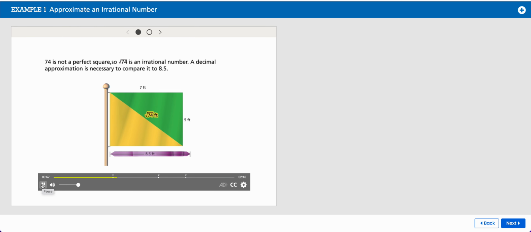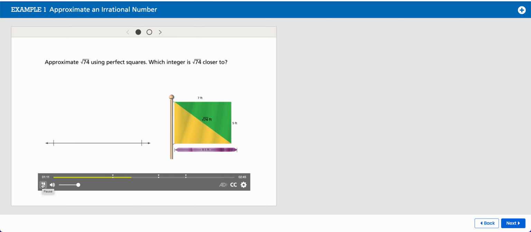74 is not a perfect square. So the square root of 74 is an irrational number. Therefore, you need to use a decimal approximation to compare it to 8 5/10. So Darcy can use a number line to approximate the square root of 74 using perfect squares. Because the square root of 74 lies between the two consecutive perfect squares 64 and 81, the square root of 74 is located somewhere between. Which integer is the square root of 74 closer to? Okay, Select so your answer.